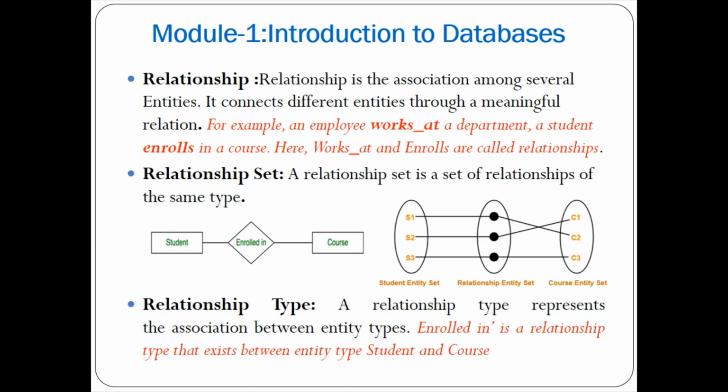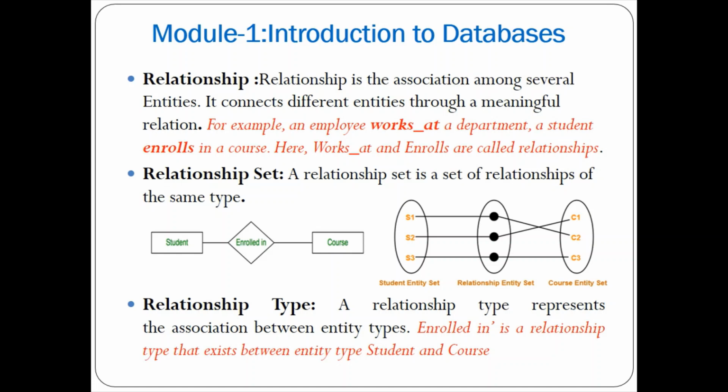Let us take an example of student and course entity. The student and course are the two entities with the relationship as enrolled in. In the same way, we can also have the entities employee and department, where employee and department have a relationship as works at. If we consider an example of bank and customer, two entities, then the relationship between bank and customer can be an account.